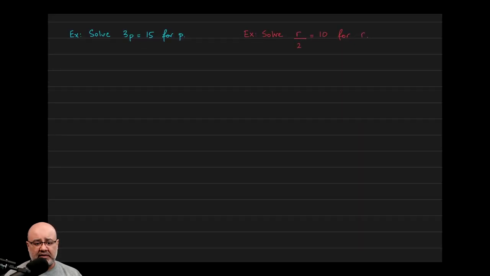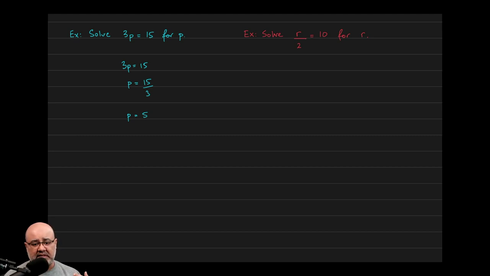Multiplication and division work the same way, so I'll move a little bit faster here. We write down our equation, 3p equals 15. The operation between 3 and p is multiplication. We would undo that by dividing the 3 over to the other side. So we would write this as p equals 15 over 3, which simplifies to p equals 5.